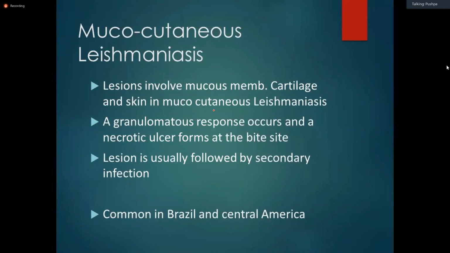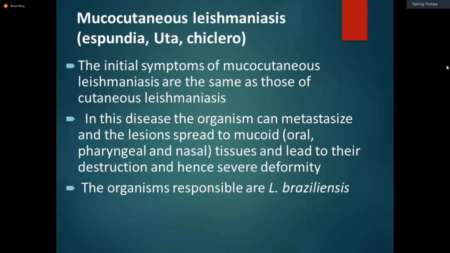The lesion is usually followed by secondary infection. It is common in Brazil and Central America. The organism is Leishmania braziliensis, which causes mucocutaneous leishmaniasis. The organism can invade facial and nasal tissue and lead to their destruction and hence severe deformity.